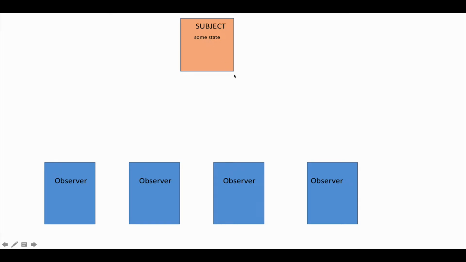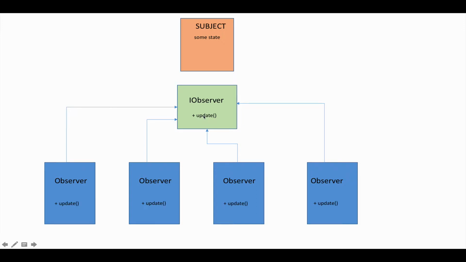But thanks to the observer pattern, now what we have is each of these observers will have to implement an iObserver interface. And what that does is that it will make sure that all of these observers will have an update method, and inside of this update method, each observer is free to have its own implementation. But the only requirement is that they need to have an update method.